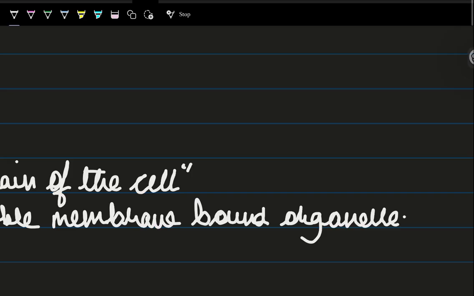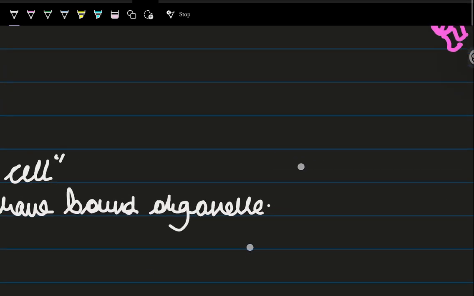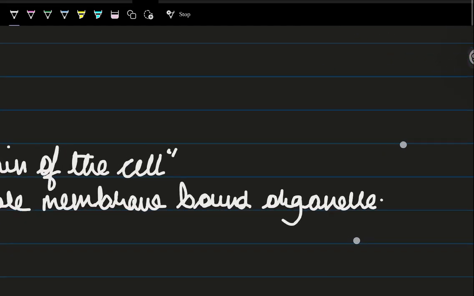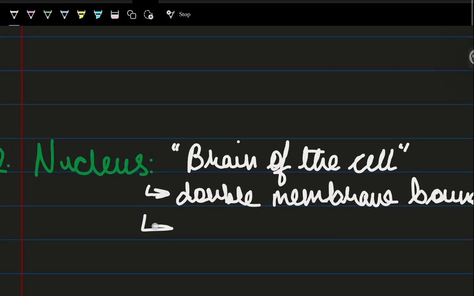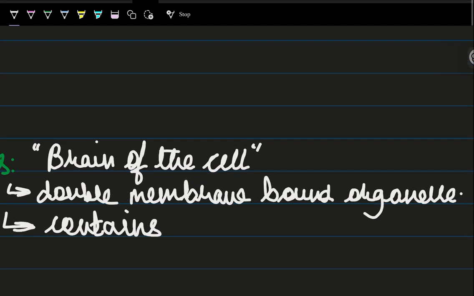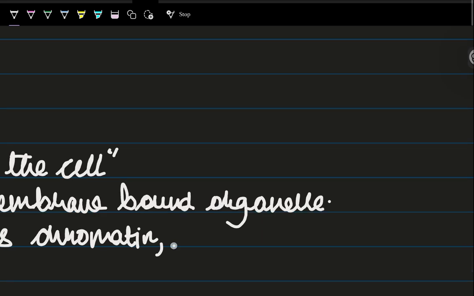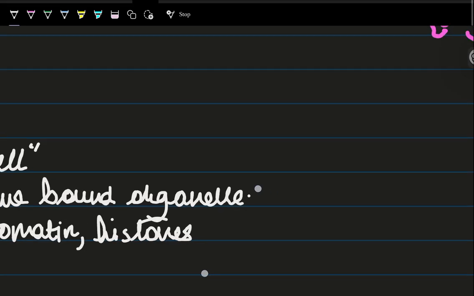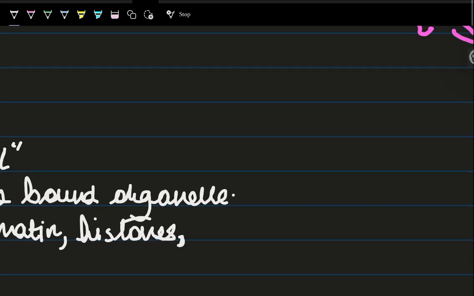Yeah. It contains chromatin, histone, and the nucleolus. So let me write it in another line. Contains chromatin, histones, and the nucleolus. Histones are proteins, chromatins are fiber that contain DNA. We'll learn about that later.